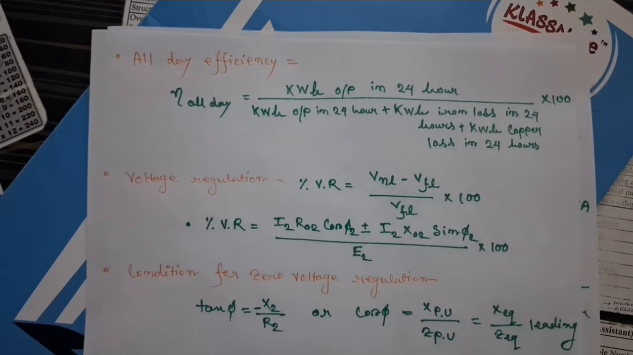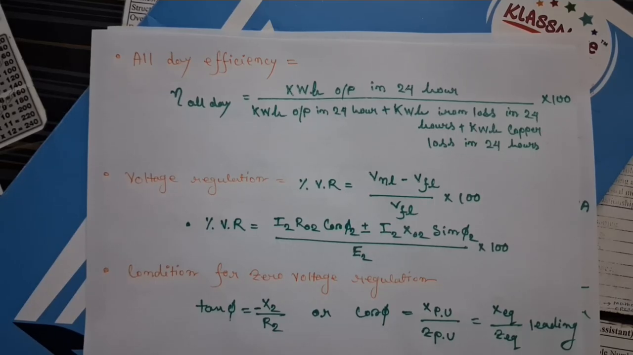Then you have to remember the voltage regulation. Voltage regulation VR is equal to VNL minus VFL divided by VFL into 100. Here VNL is the no load voltage, VFL is the full load voltage.